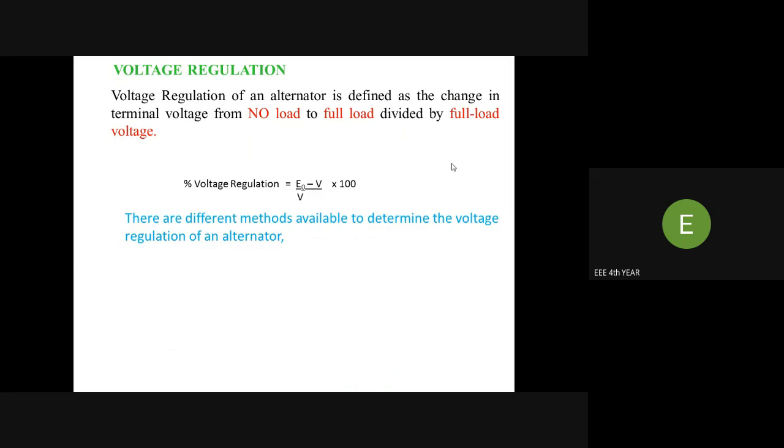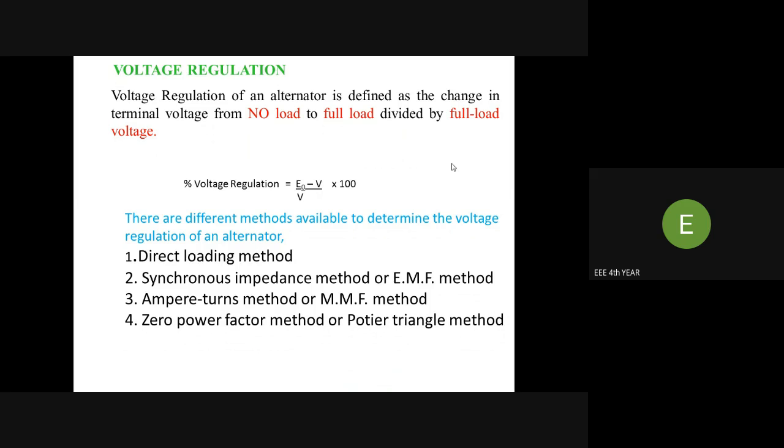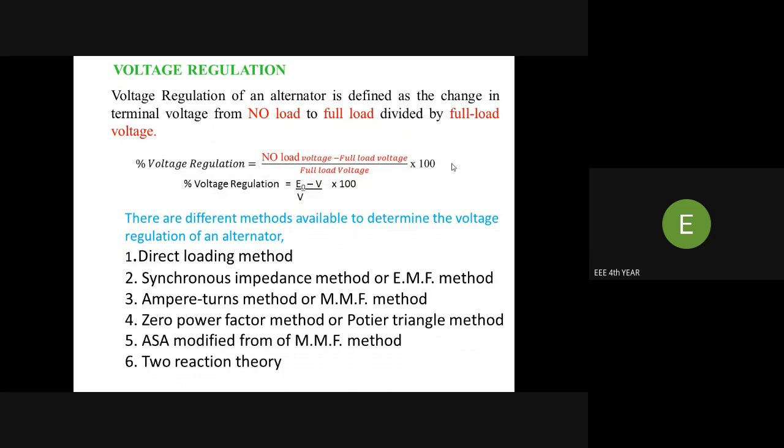So there are different methods available to determine the voltage regulation of an alternator. First one is the direct loading method. It is used to directly determine the voltage regulation of an alternator. It is only applicable for small alternators. Next is the synchronous impedance method or EMF method. Then the ampere-turn method or MMF method. Zero power factor method or Potier triangle method. ASA method or modified MMF method. The last one is the two reaction theory. It is only applicable for salient pole alternators.